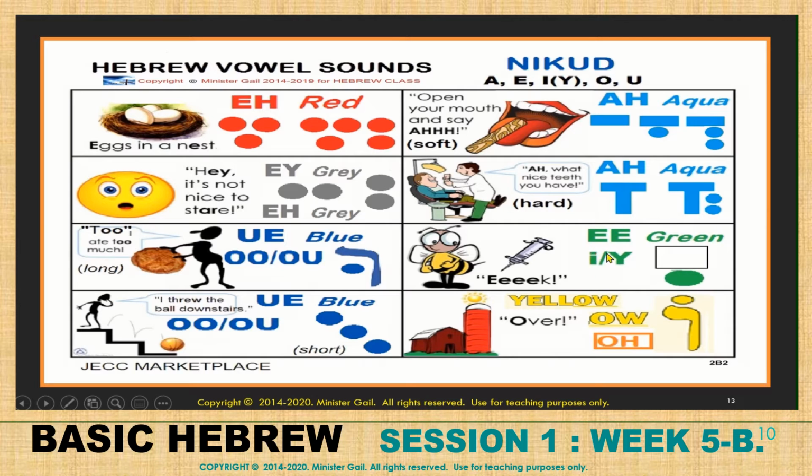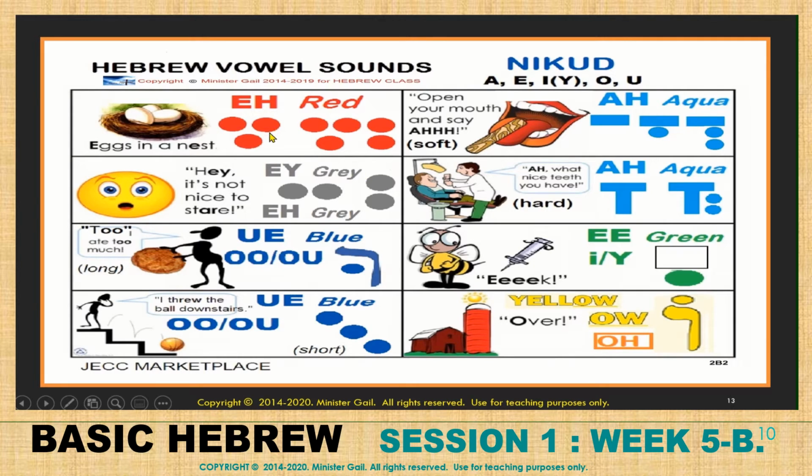I or Y is pronounced E, like in green. And when there's a dot under a letter, this stands for any letter, it's pronounced as an E. It'll be an I, following that letter. O, like in yellow, when the dot's above the letter, it has an O sound, like shalom. Sometimes they'll put the vav with it, sometimes they don't.